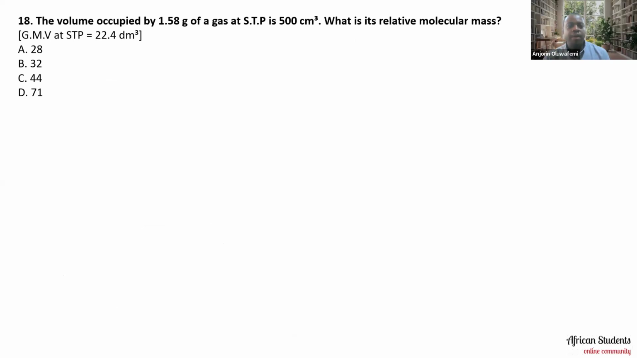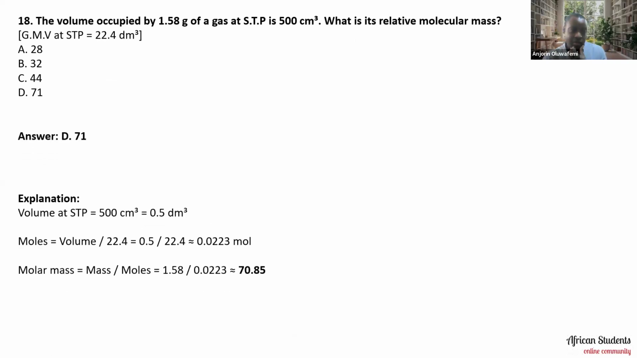The volume occupied by 1.58 grams of a gas at STP is 500 cm3. What is its relative molecular mass? Is it 28, 32, 44, or 71? The answer is 71. How did we arrive at this?